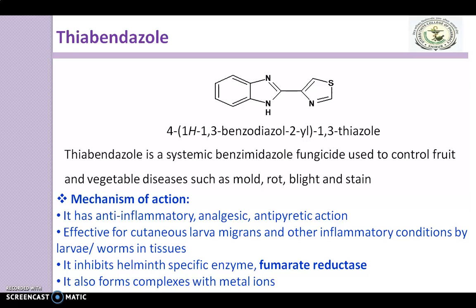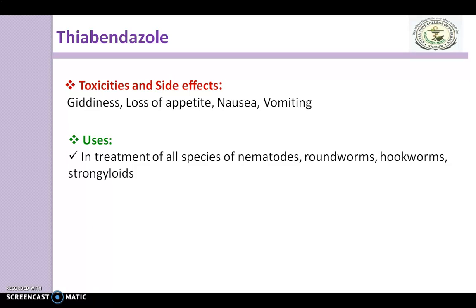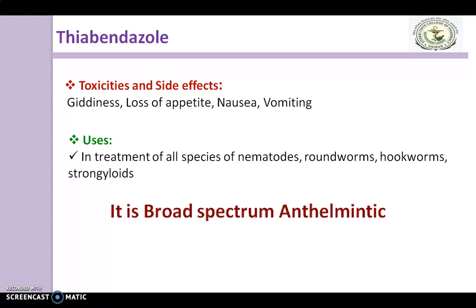It inhibits the helminth specific enzyme fumarate reductase. It also forms complexes with metal ions. Next is its toxicities and side effects. It produces giddiness, loss of appetite, nausea and vomiting. Uses: it can be used in treatment of all species of nematodes, roundworms, hookworms, strongyloids. So it is also a broad spectrum anthelmintic.